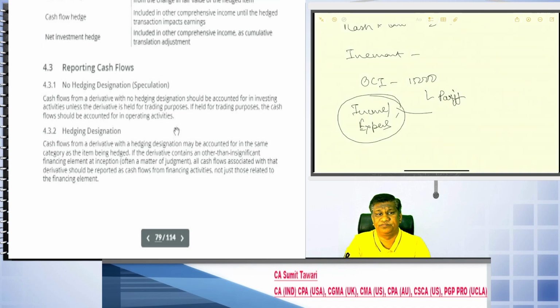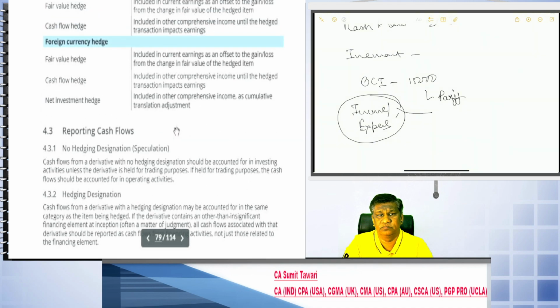Foreign currency hedge may be asked in TBS, task-based simulations. Yes, they may ask in a task-based simulation, but it is just like an MCQ type. You do not need to do the detailed calculation, but they may ask three or four line items in a TBS. Okay.